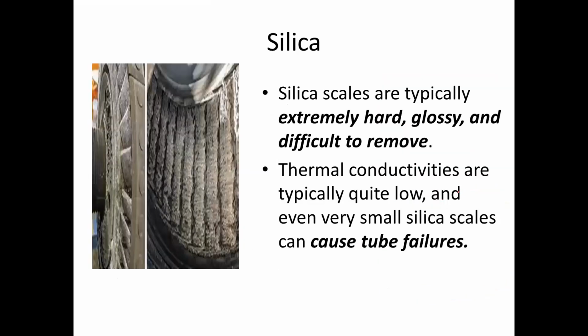Silica scales are typically extremely hard, glossy, and difficult to remove. They are in a crystalline form, so thermal conductivities are typically quite low, and even very small silica scales can cause tube failure. Our tubings could fail if silica is present. That's why it's a no-no.